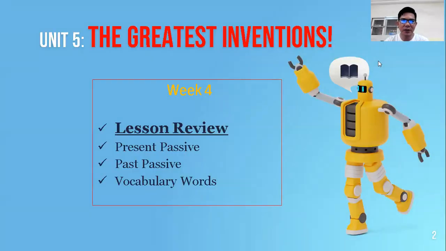This is our Unit 5, Week 4, Part 1. Again, the title for Unit 5 is The Greatest Inventions. And remember, this is our last week. Next week will be our exam week. So, as our first part of this week's lesson, we will have our lesson review. We will talk again about the present passive and the past passive plus our vocabulary words. This is our lesson review.